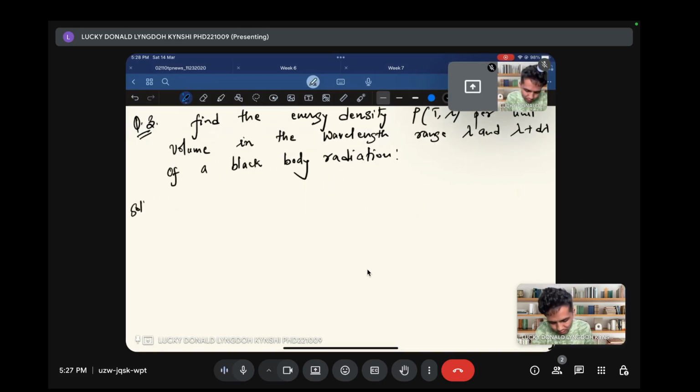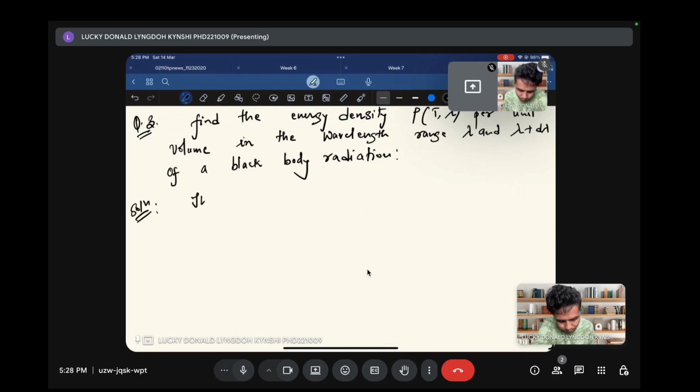So I can start this problem by finding the number of particles. That is also what I will be doing. Like in the previous problems, in the first problems, section A, we found the number of particles. So here also, before calculating the total energy, first we will find out the number of particles.